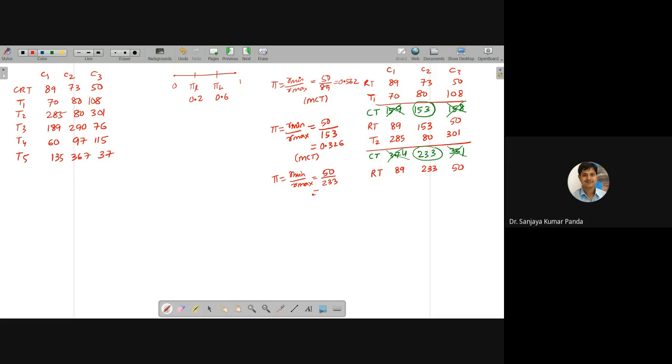How much will you get? 50 divided by 233, 0.21. Still it is in the range of pi L to pi H. So you need not worry. You continue with MCT.